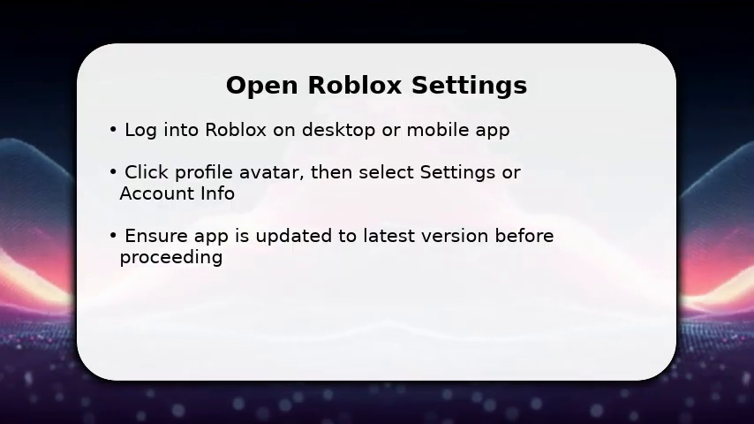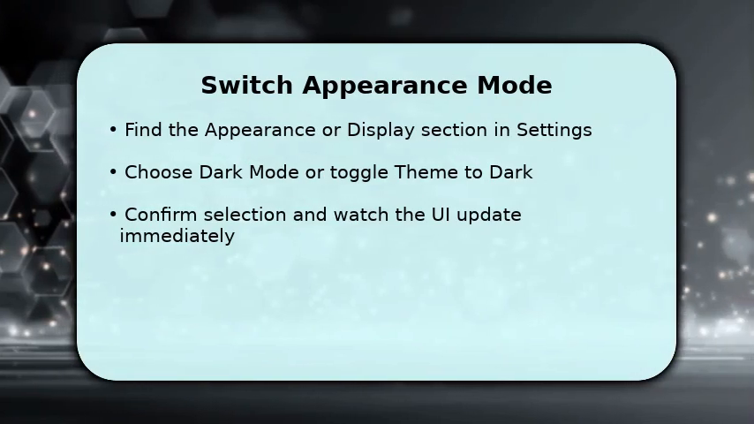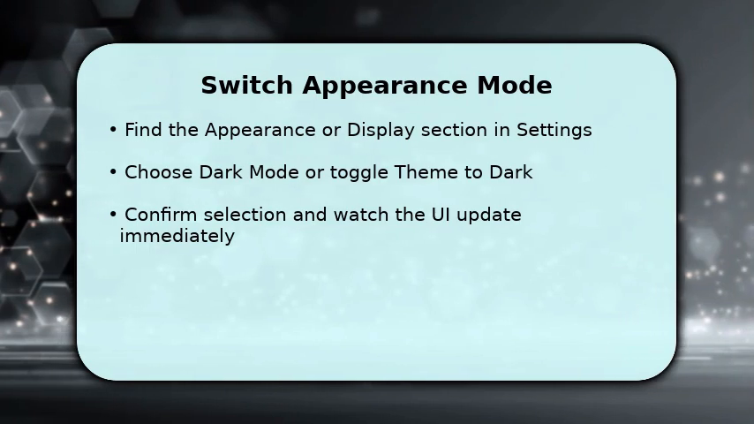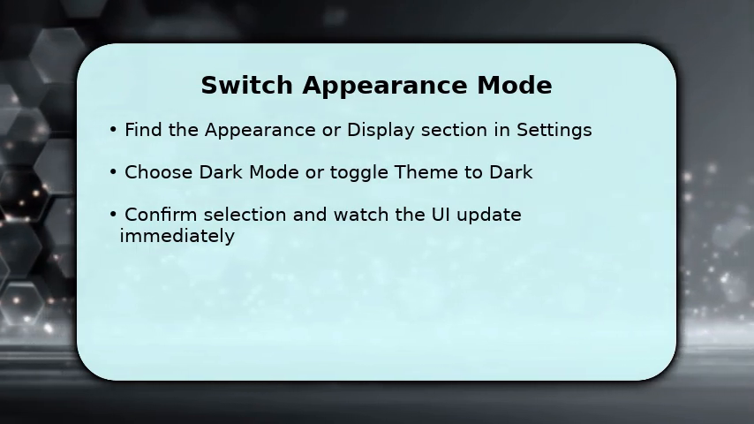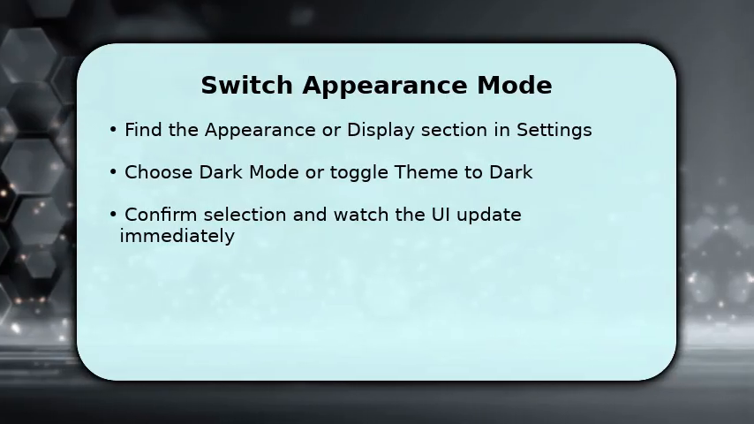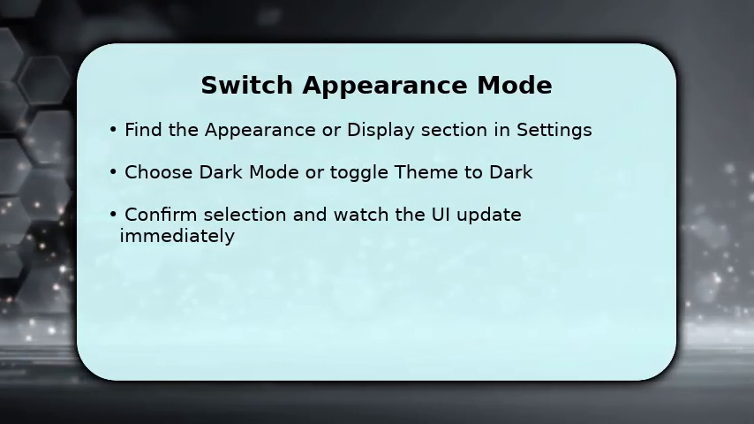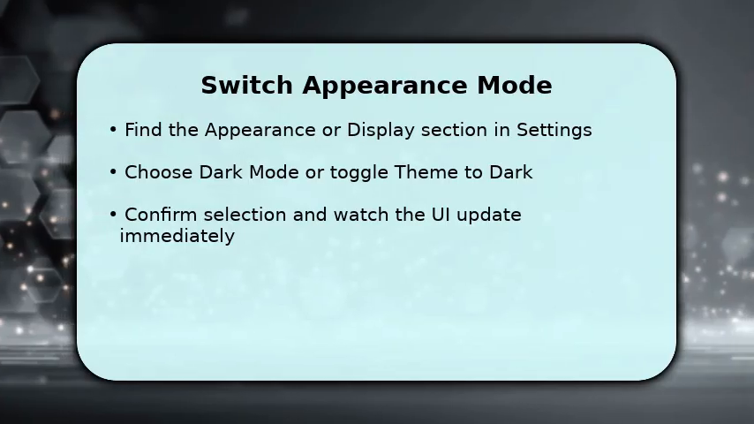Now navigate to the Appearance or Display section in Settings. It's often grouped with Accessibility. You'll see Theme or Dark Mode. Select Dark to change the interface. This directly flips UI elements, reducing glare and improving contrast for long sessions.